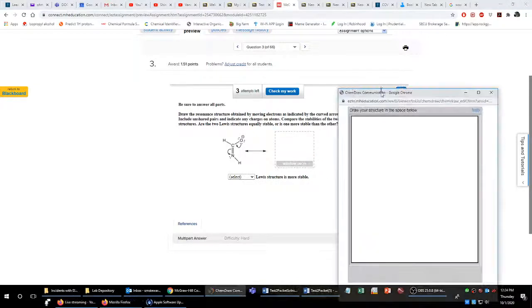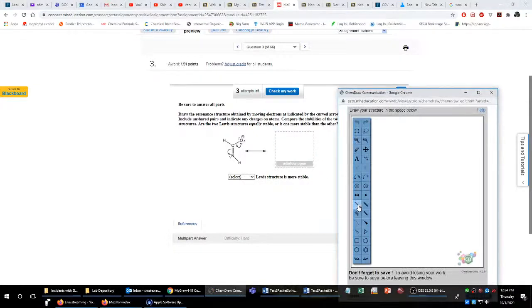So here we have two arrows, 1, 2. So let's go ahead and draw on all the atoms. Hydrogen, oxygen, carbon we don't need to draw in, nitrogen, hydrogen.